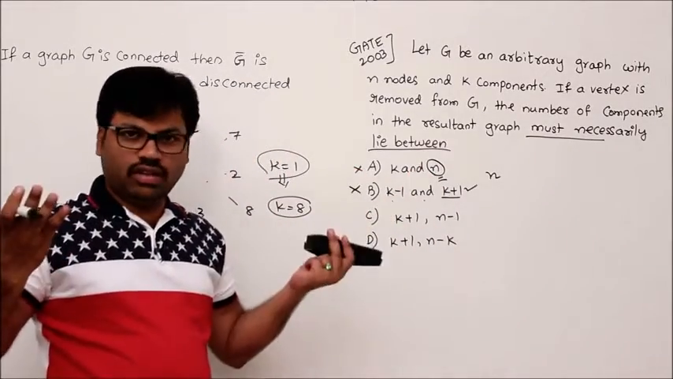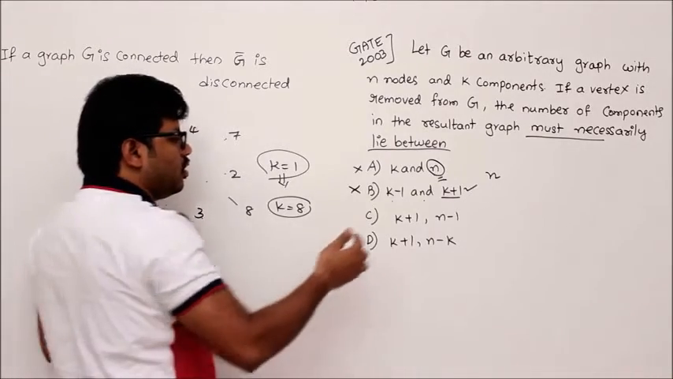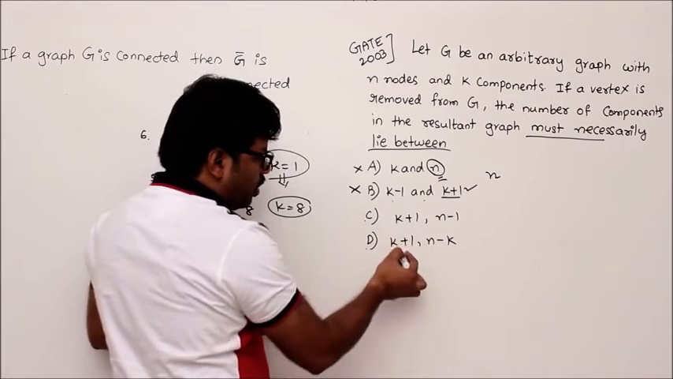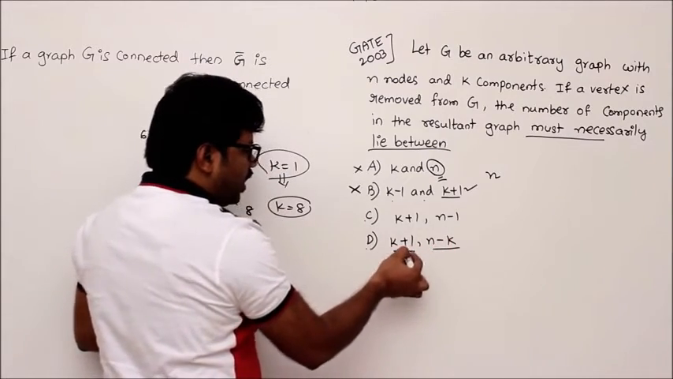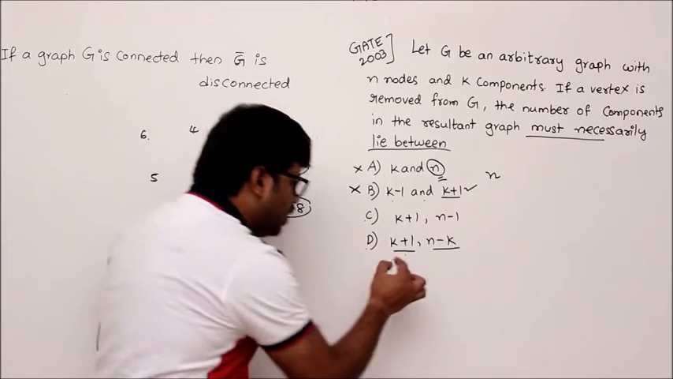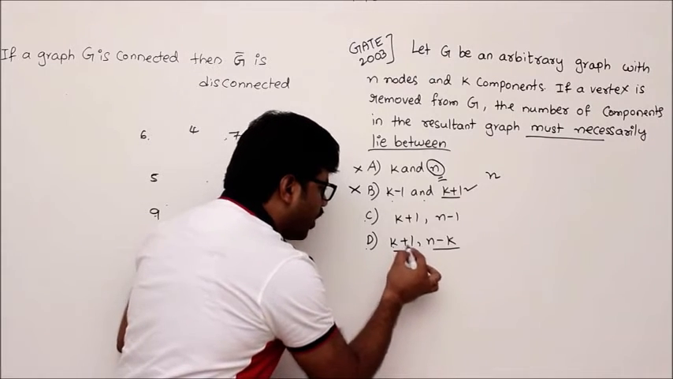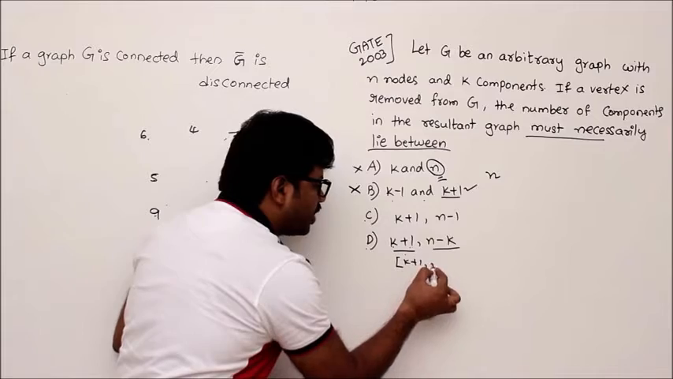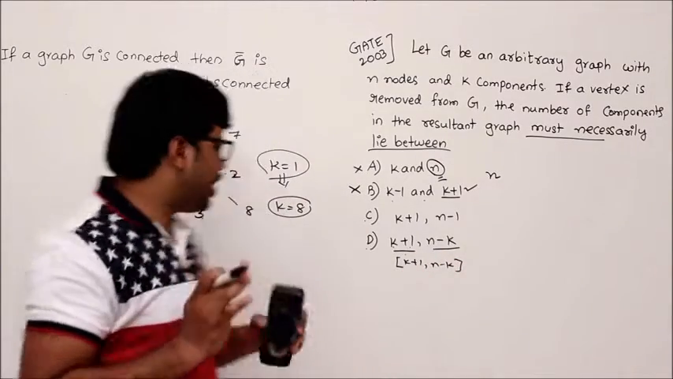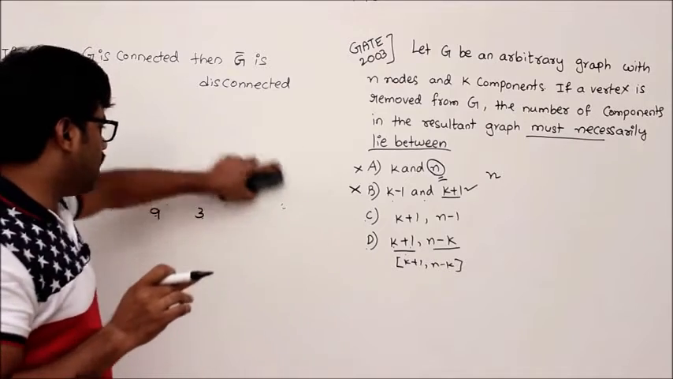It may be more than 1 also. So now we'll see option C and option D: k plus 1 and n minus k. It is very simple. Whenever you have k components, this range says that the number of components will become k plus 1 to n minus k. Sometimes the number of components remains the same, for example, if that vertex is not a cut vertex.